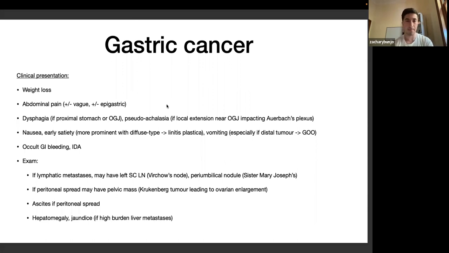Exam findings: it's not particularly common in clinical practice that you see some of these classic signs, Virchow's node or Sister Mary Joseph's nodule if they have lymphatic metastases. And if they have peritoneal spread, they might have quite a prominent pelvic mass. So you have mets to the ovarian lining, that's classically called a Krukenberg tumour. If they have peritoneal spread or a pretty high burden of liver metastases, then they can obviously get a malignant ascites, and if the burden in the liver is high enough, then possibly even jaundice.